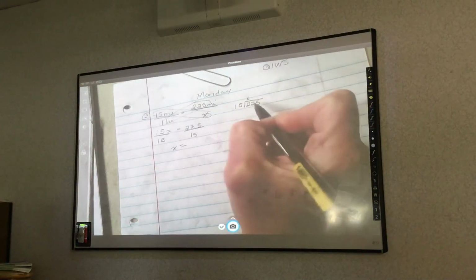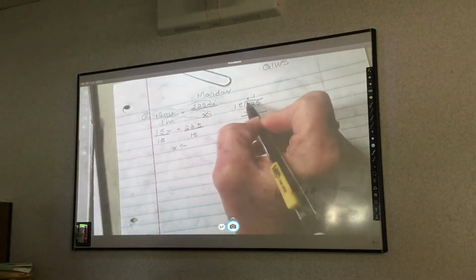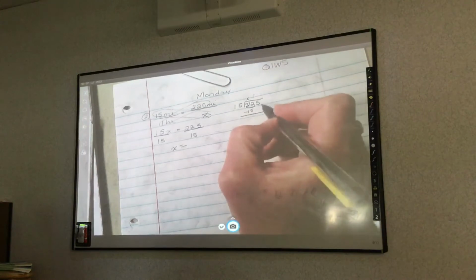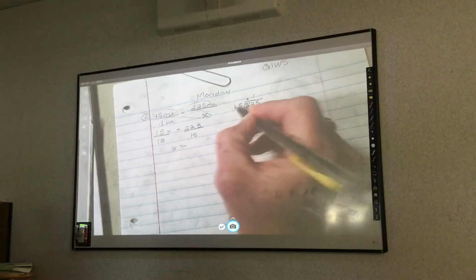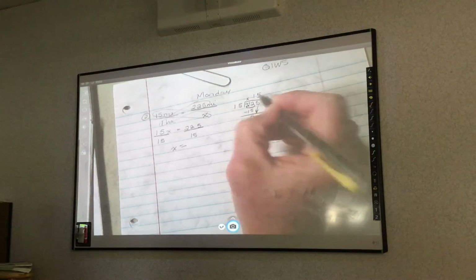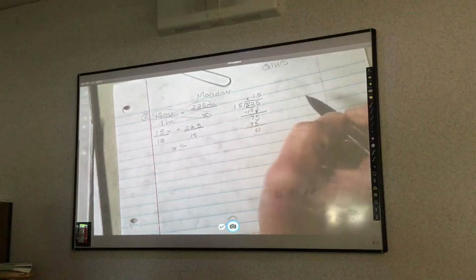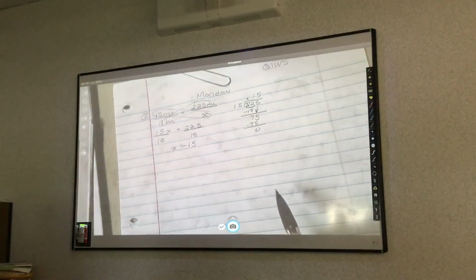15 doesn't go into 2, but it goes into 22 one time. So I need to subtract. 22 minus 15 is 7. Bring down the 5. 15 goes into 75 5 times, which is 75. So my answer, x equals 15.